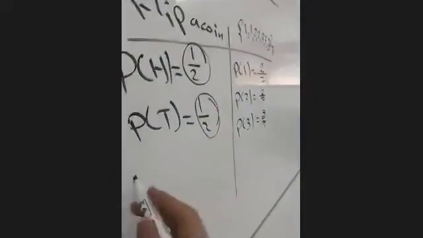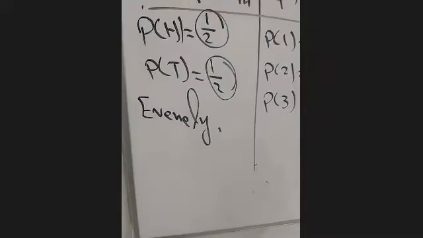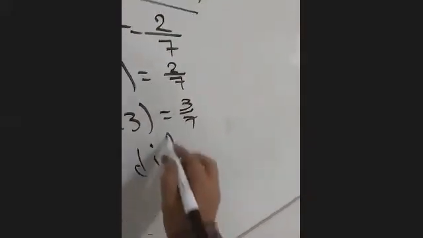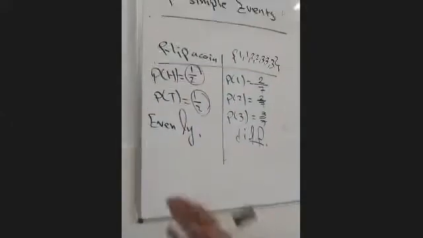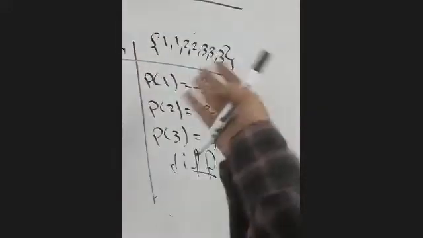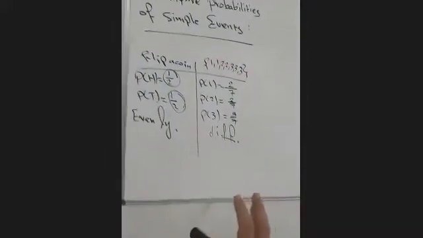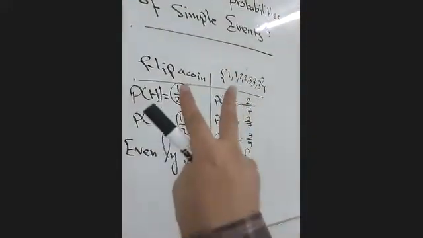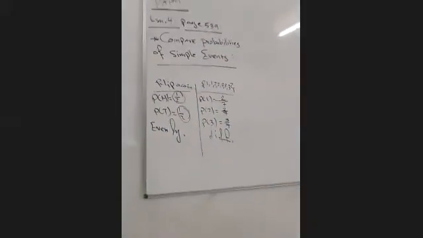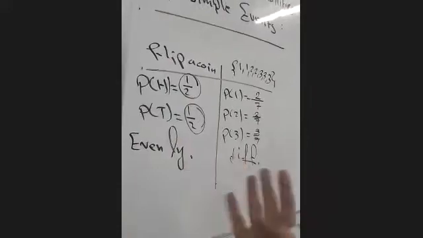Here we have equal probabilities, so we call it evenly. Here we have different probabilities. Evenly means they have similar probabilities. Different probabilities depend on the numbers, depend on everything. So we can compare probabilities of simple events if we have two different experiments. To compare, we need to find probabilities, then see what's the difference.